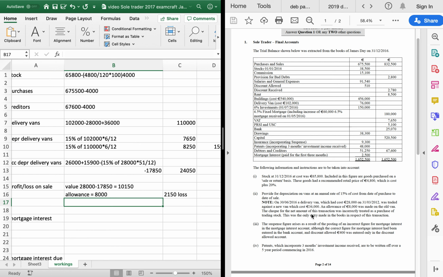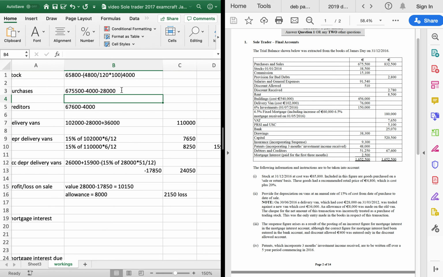Then your usual one, the cheque for the net amount was included in purchases, so it shouldn't be treated as a purchase of trading stock. The net amount is the new van, 36,000 minus the allowance. So that's a cheque for, what's that, 36,000 minus 8,000 would be 28,000. So 28,000 has to be taken out of purchases. So I already have the purchases working, so I'll take out 28,000 out of there. All right, that's that working done.